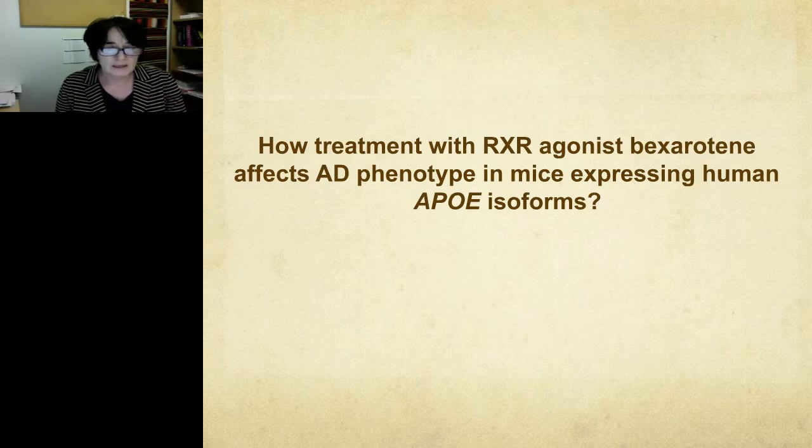Previously, it was shown by the Gary Landreth group that bexarotene upregulates ABCA1 and APOE level in the brain and clears amyloid plaques. They also showed that the treatment improves cognitive deficits of APP mice expressing mouse apolipoprotein E. We extended these studies by assessing the effect of this drug in APP mice expressing human APOE isoforms, E3 and E4. We treated the mice at 7 months of age for 2 weeks, given orally, and evaluated their cognitive performance and amyloid load.